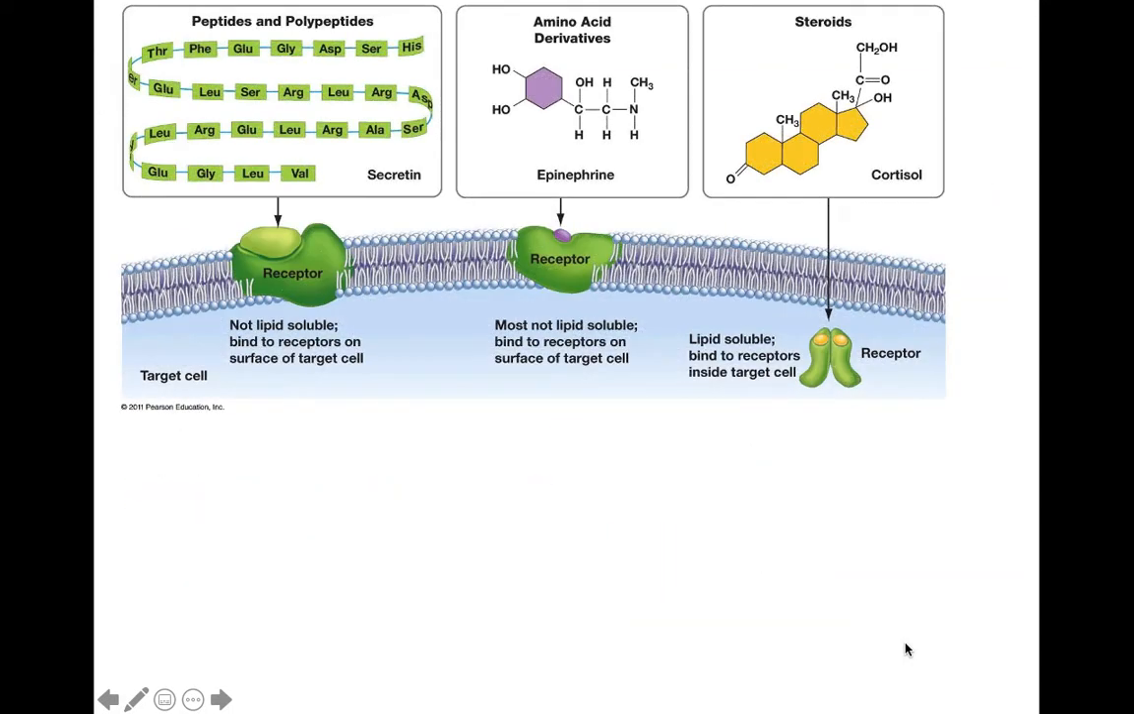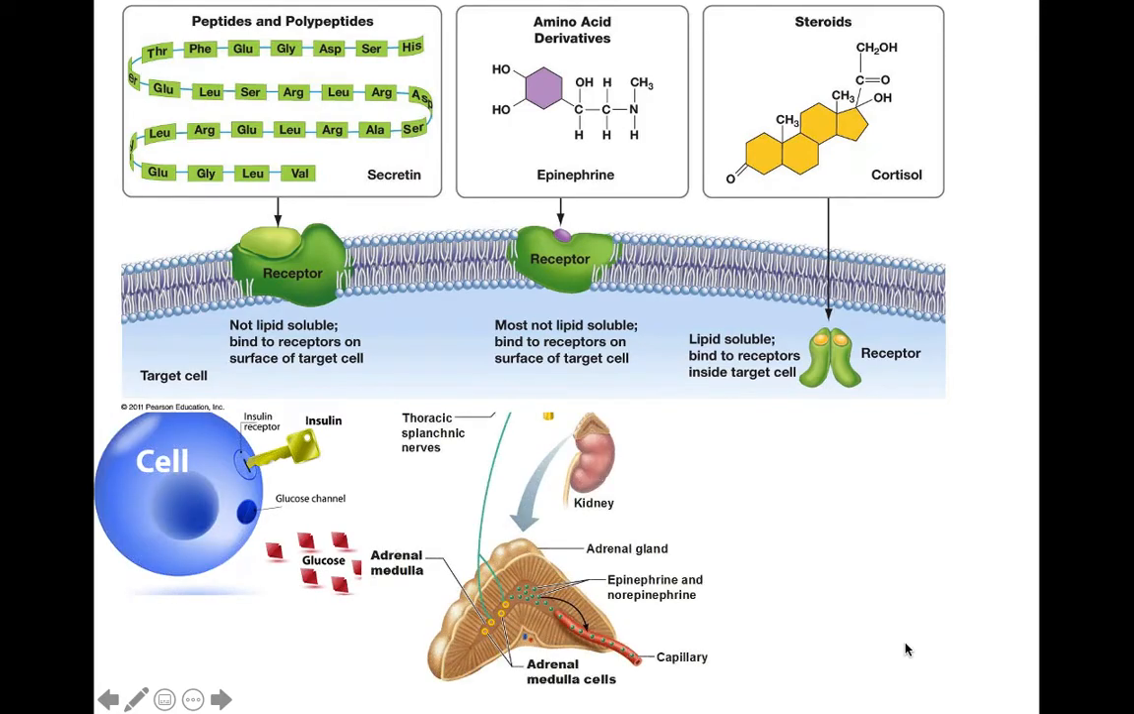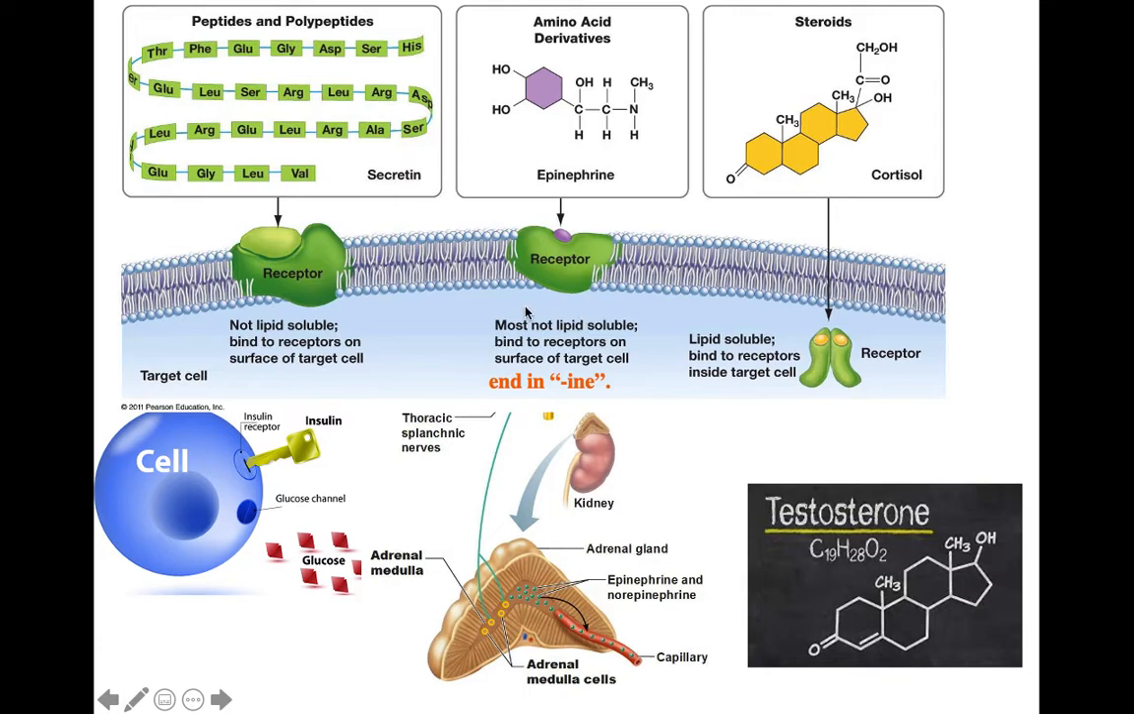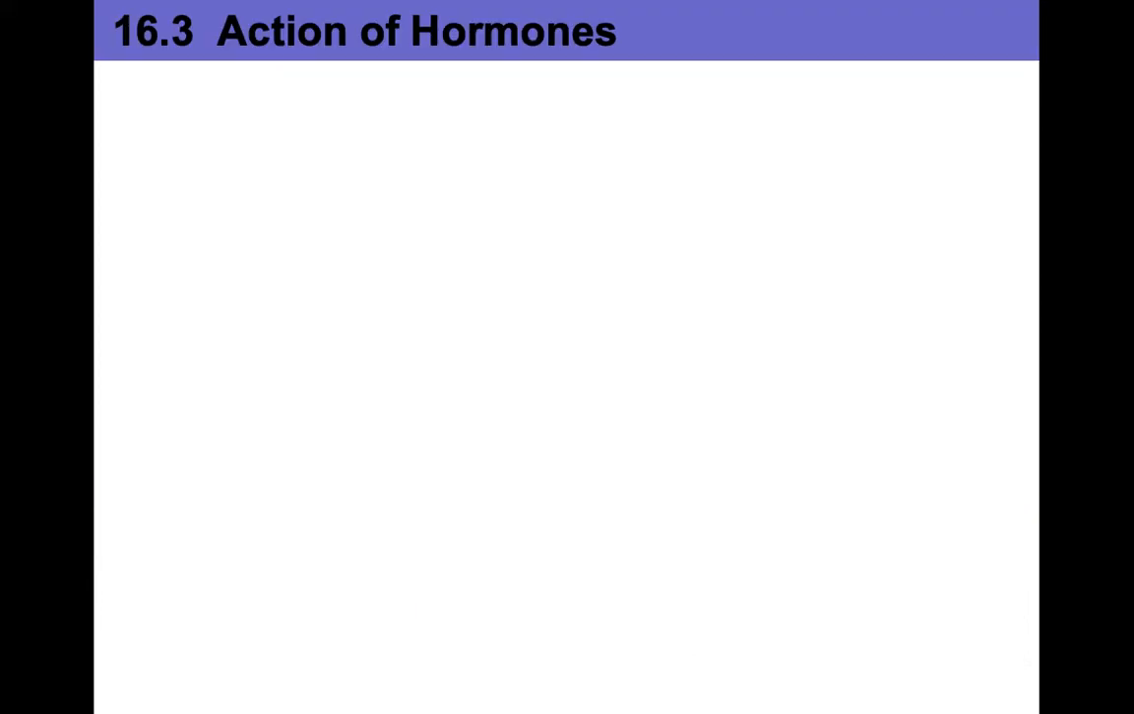This is important. These are the 3 different types of hormones that I can interact with: polypeptide or peptide, amino acid, or a steroid. How do they interact with your cell? Polypeptide, amino acid, receptor on the outside. Steroids go straight through the phospholipid, interact with the receptors, or directly with the DNA inside your nucleus.